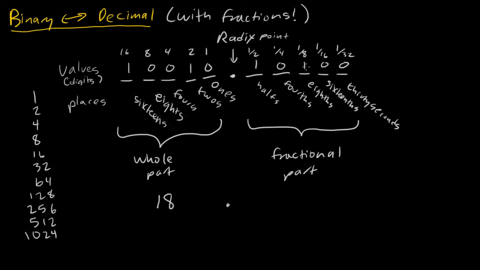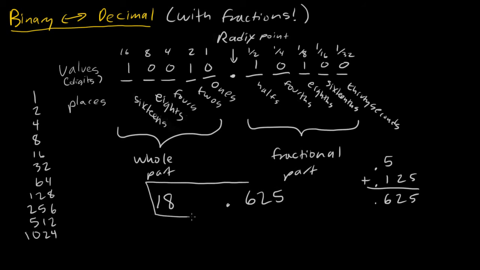Let's see, 1/8 in decimal, say this is 0.25, this is 0.125. I should say, this is just a little side note over here. We have 0.5 plus 0.125, just to make sure we're doing this right. It's going to be 0.625, so 18.625. Okay, so that's what this number is in decimal. There you go. All right.